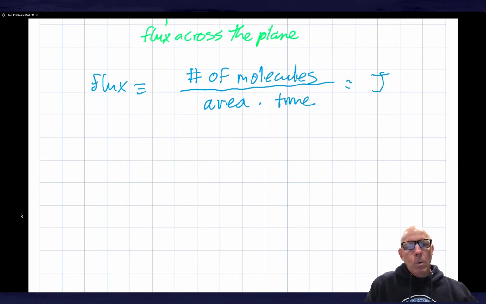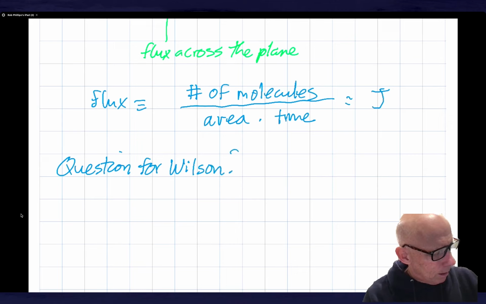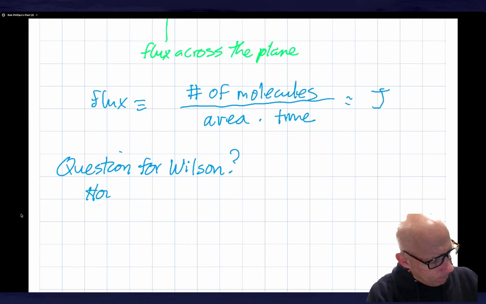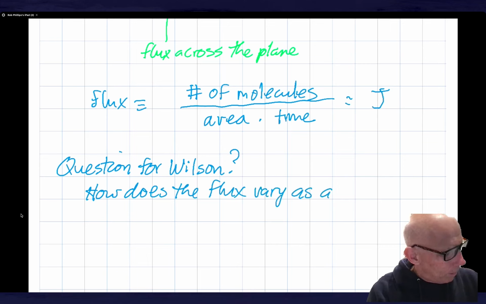So the question is, this is a question for Wilson. We're on the desert island. I airdrop you in a question. And the question is, how does the flux depend upon the concentration in adjacent boxes? So that's what I want us to figure out. How does the flux vary as a function of the concentration?